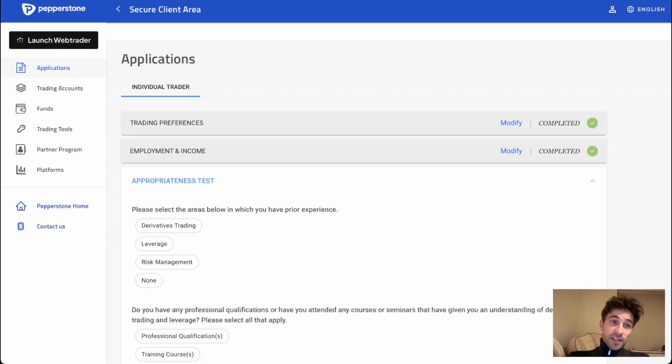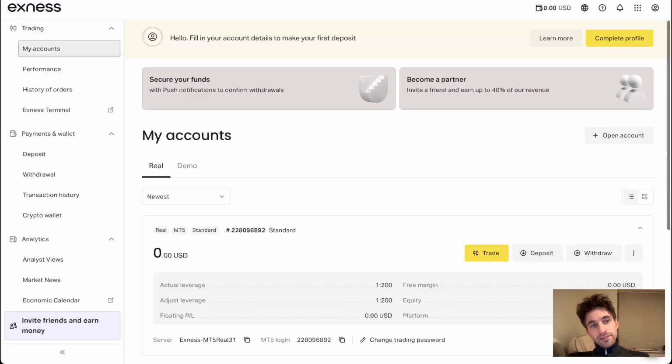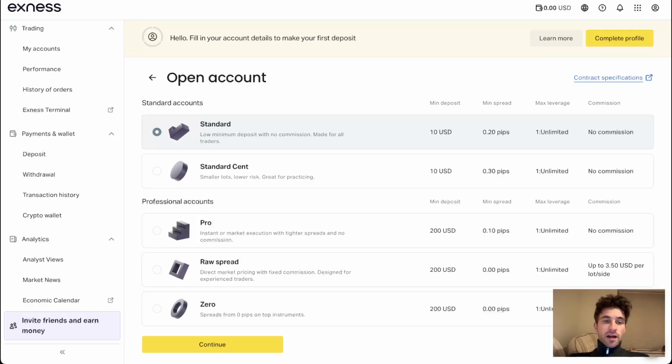Another big difference is when we speak about Exness in this video, everything is going to be very consistent across all of the different countries. So for example, if we're speaking about Exness and we go into open an account, and I say in here, a standard account at the time of recording this is 0.2 pips minimum spread. That's going to be true for Exness across all of the different countries.